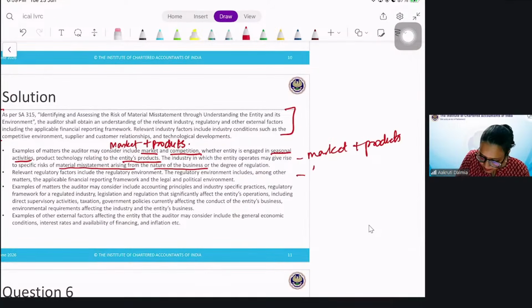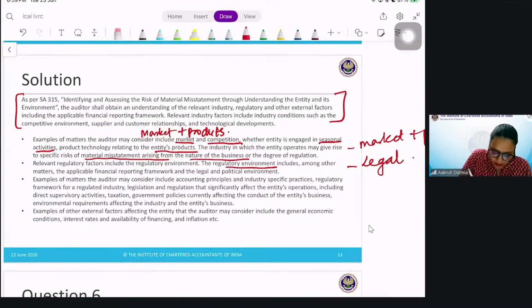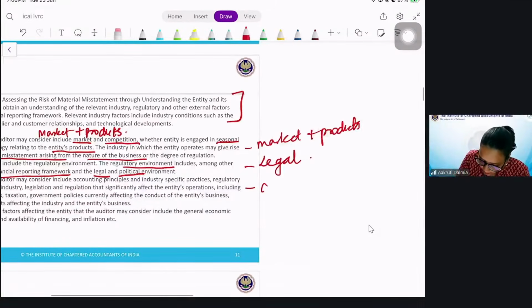Then second, just write legal. What is legal? Regulatory factors, including the regulatory environment. It can have the applicable financial reporting framework, legal environment, and political environment. Because laws are affected by the politics of the country. Is that clear? According to the political environment, new laws can come in. So that is why the word political is written. So legal. Third is accounting.